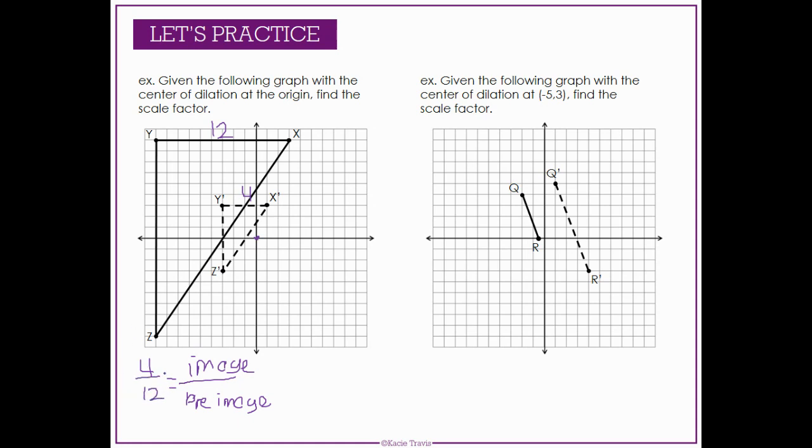Now what we want to do is reduce this. So let's go and reduce it. What is this going to be? Let's get a little space. All right, 4 and 12, you can both divide those by the same number, and you end up getting 1 up top and 3 in the bottom, because you can divide both of those by 4, which means our scale factor is 1/3.